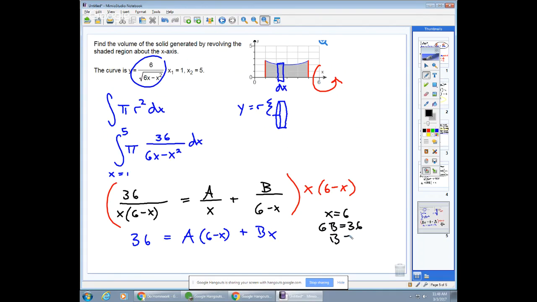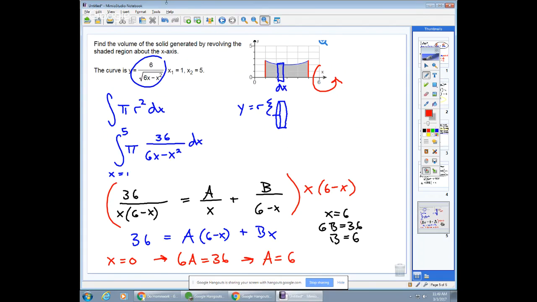And so b has to be 6. And then what's another convenient x value here? 0. If x equals 0, then the b term is gone, and I get 6a equals 36. So that implies a is also 6. So it looks like I could have pulled the 36 out, and then I would have had just 1 and 1 there.